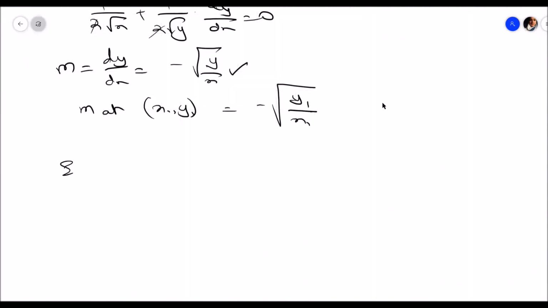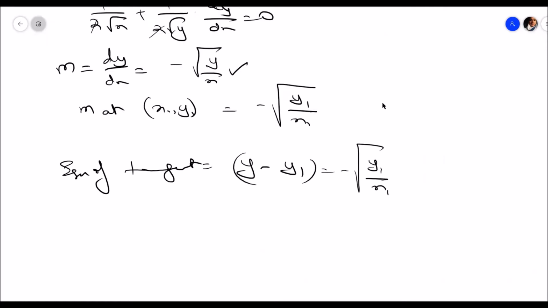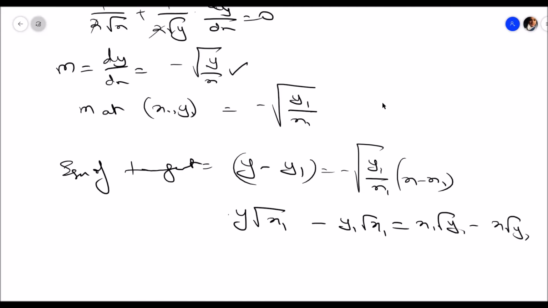Okay, so equation of tangent will be nothing but y minus y1 is equal to m, that is minus root over y1 by x1 into x minus x1. Clear? So when you simplify this further, you just have to cross multiply this to get y root x1 minus y1 root x1 is equal to this minus. I'll send it inside, so this will be reversed. Okay, x1 root y1 minus x root y1.